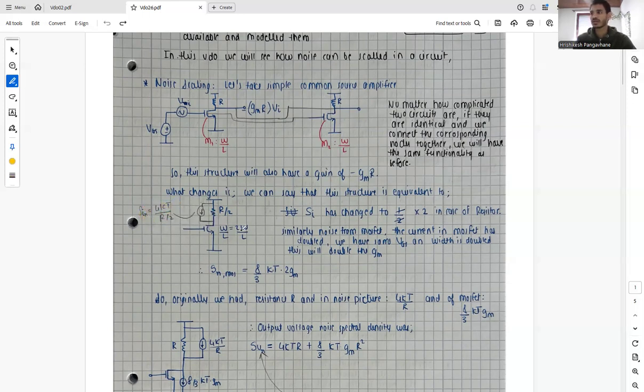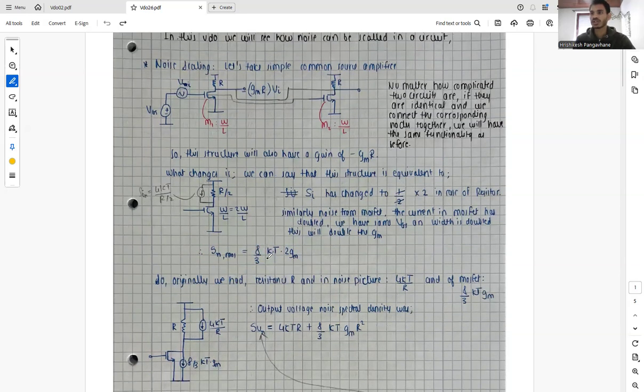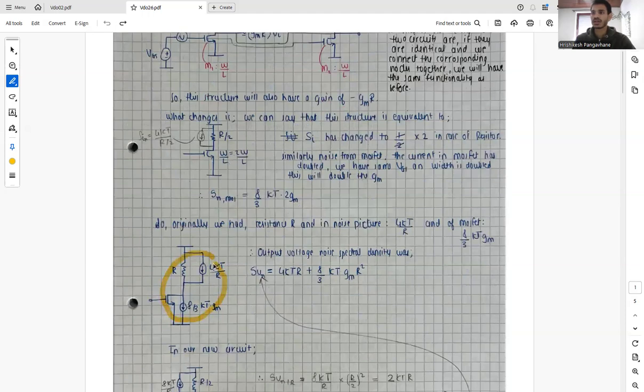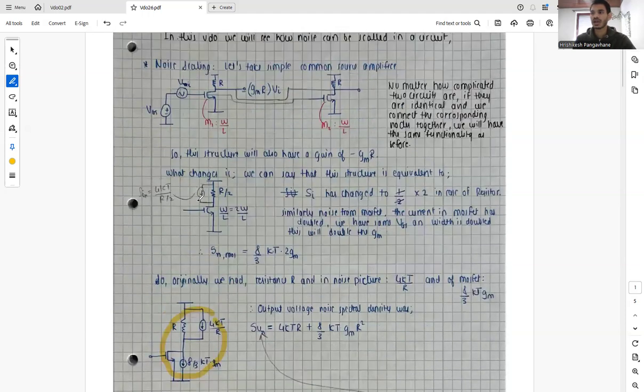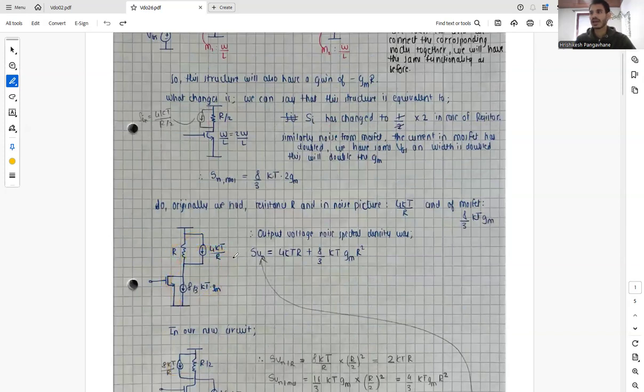And similarly, for the noise from the MOSFET, the current in the MOSFET has doubled, and we have the same VGS. So the width is doubled, and this will double the gm as well. So the noise in the NMOS is 8/3 kT times 2gm because of the width. Originally we had simply this one single structure, and our total output noise density was 4kTR plus 8/3 kT gm R squared. So this was our output voltage noise spectral density.